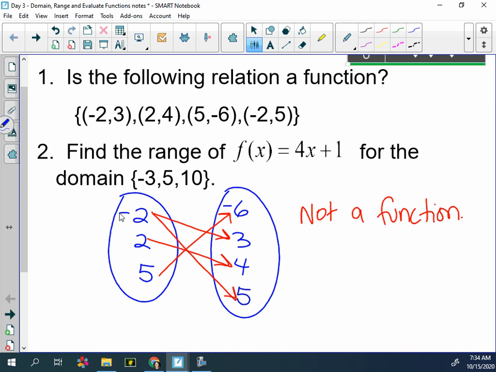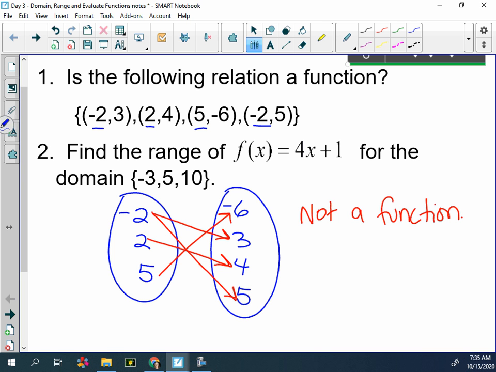You could also scan through these, and when I see the same input, do I have the same output? 3 and 5. Okay, so that's another thing that you could look for, but that mapping diagram is a quick way to get there.